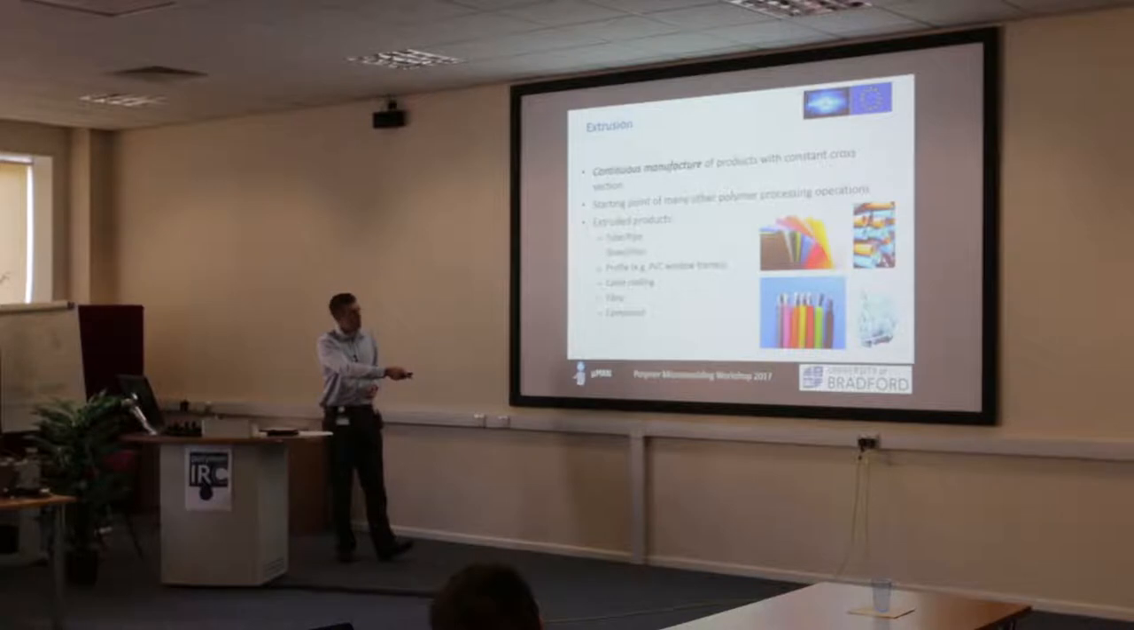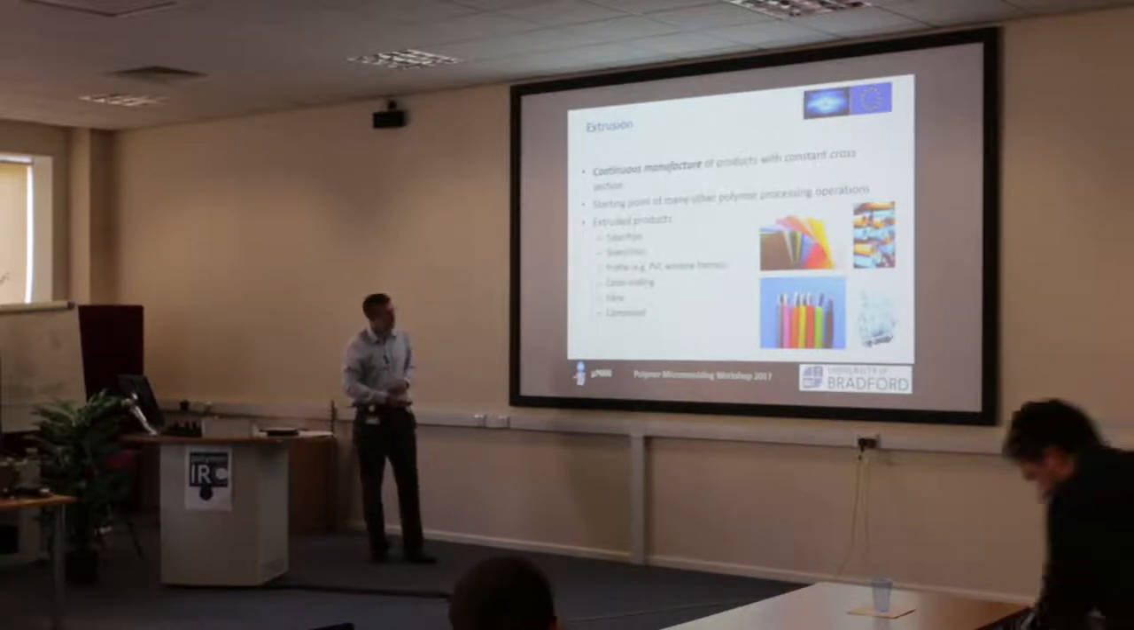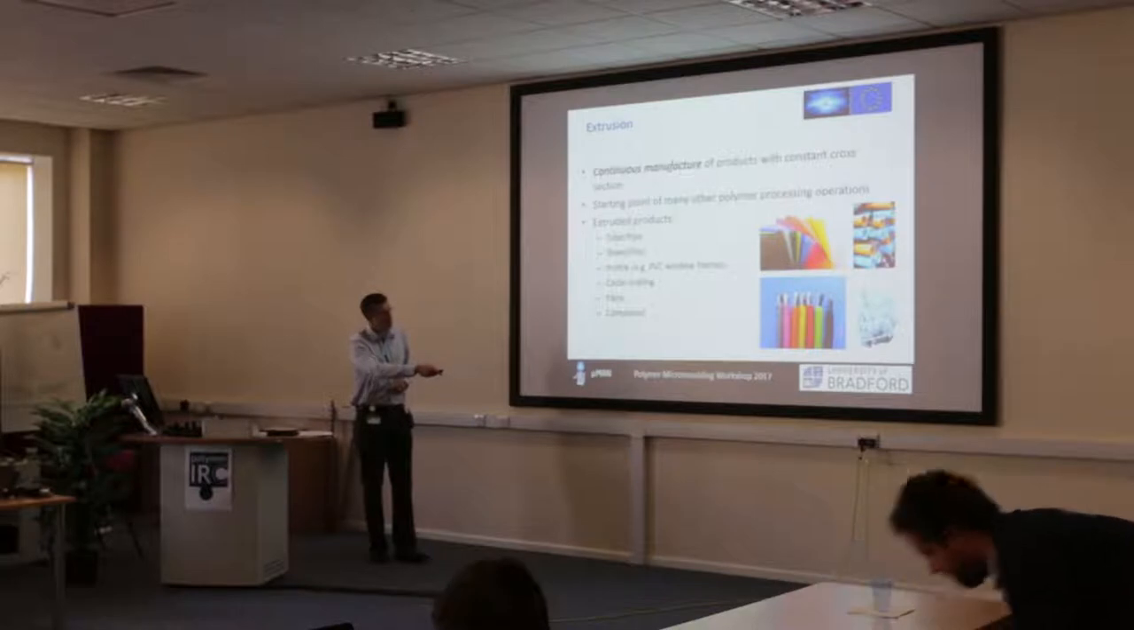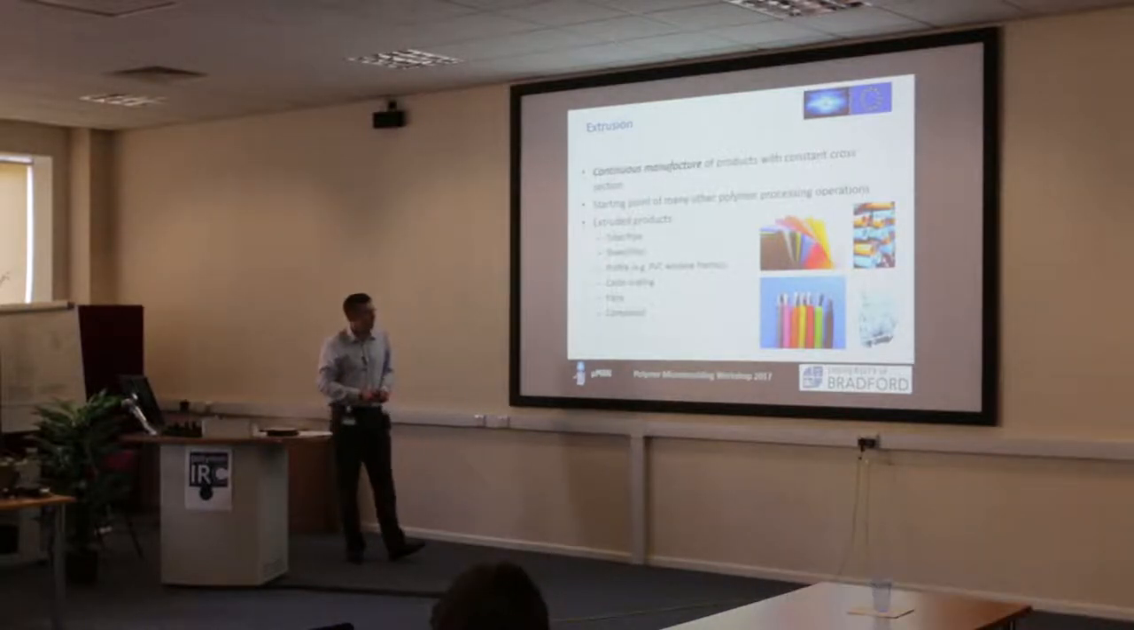Profile is this sort of shape here. This is a window profile. So this is a PVC window frame that, if you cut it up and cross-section it, looks like this in cross-section. Cable coating, obviously a very big area. There's a huge amount of wire and cables around.